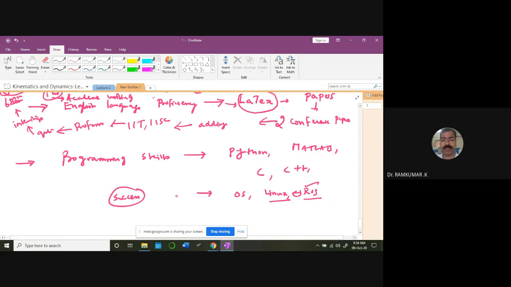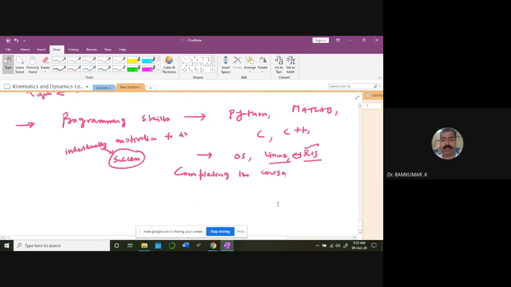Okay, but a lot of things you need to do individually. Individually you should have the motivation. Completing the course with only classroom work, classroom teaching, okay, it's not an issue at all. Not an issue.